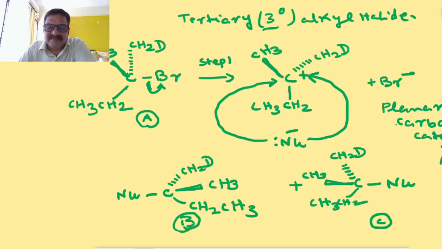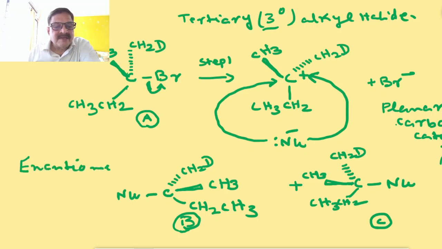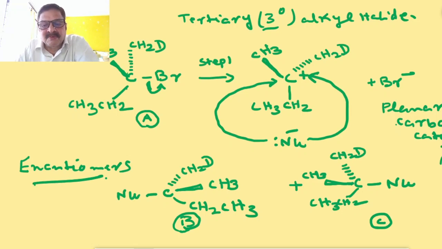Now let us see what is the type of these products B and C. If you look closely, B and C are different compounds. They are not identical. They have a stereogenic center. They are different products, and look very closely further: they are mirror images. So B and C are stereoisomers, and they are mirror images. What else? They are non-superimposable mirror images. Then they are enantiomers, the most important point. B and C are enantiomers, non-superimposable mirror images formed here.